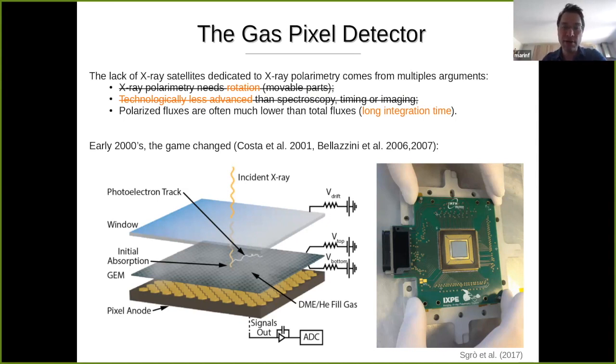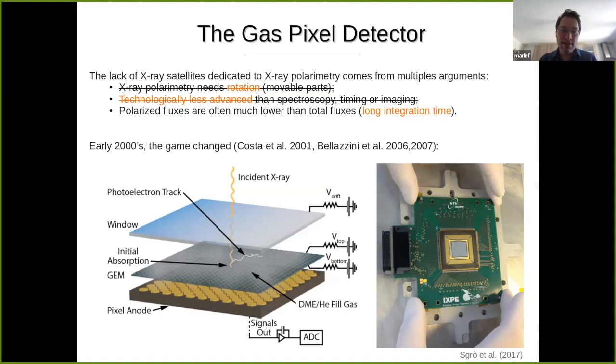You have here a real picture on the right and the schematic of this instrument. It's extremely simple. It relies on the photoelectric effect. This is a 2 cm by 2 cm detector, very cheap to produce. And it's comprised of a box with a window on the top that will filter low energy photons and let the X-rays pass through the window.